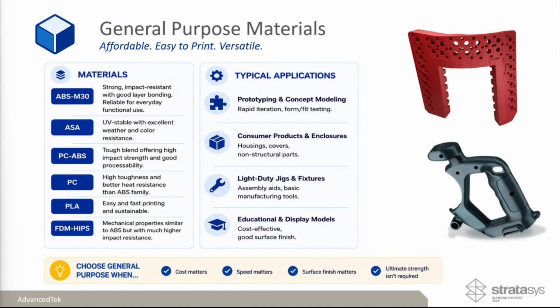Next is your PC ABS. Tough blend offering high impact strength, good processability. Combines PC's superior strength, heat resistance, and flexibility of ABS. Ideal for functional prototyping, tooling, and low volume manufacturing. Next you get your PC, high toughness and better heat resistance than the ABS family. Strong parts that withstand functional testing, ideal for manufacturing, tooling, thermoforming, and production parts.